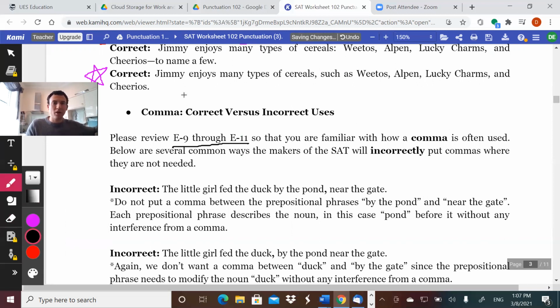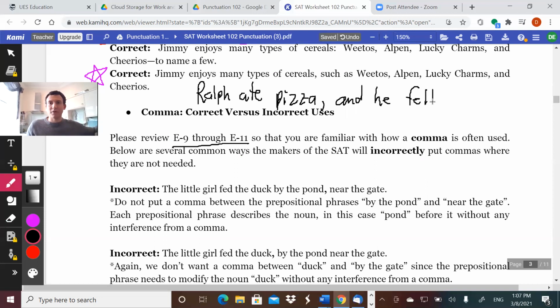So an example of this would be Ralph ate pizza, comma with and, which is one of your fanboys, and he felt full. So that comma is holding up the two independent clauses. So those are some common uses of commas. And whenever you use a comma, it always has a clear intention.